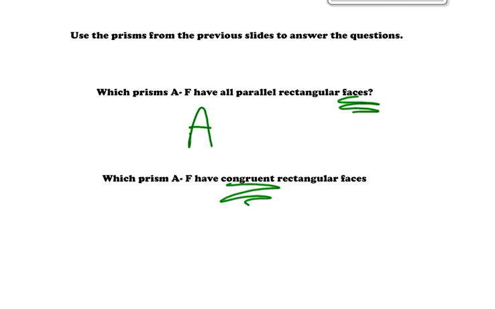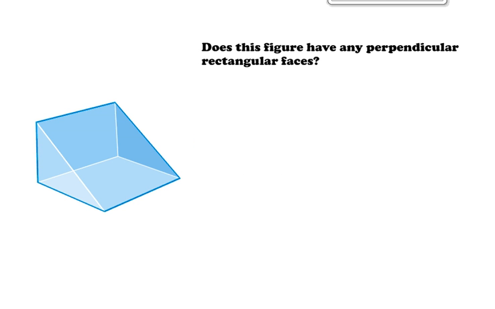Along with congruent and stuff, we can think about the idea of being perpendicular. So as you look at this figure, this is a prism. This is a different kind of triangular prism. But as we look at this, the question that we want to answer is, does it have any perpendicular rectangular faces? All right, and so we're looking for that right angle that exists there.